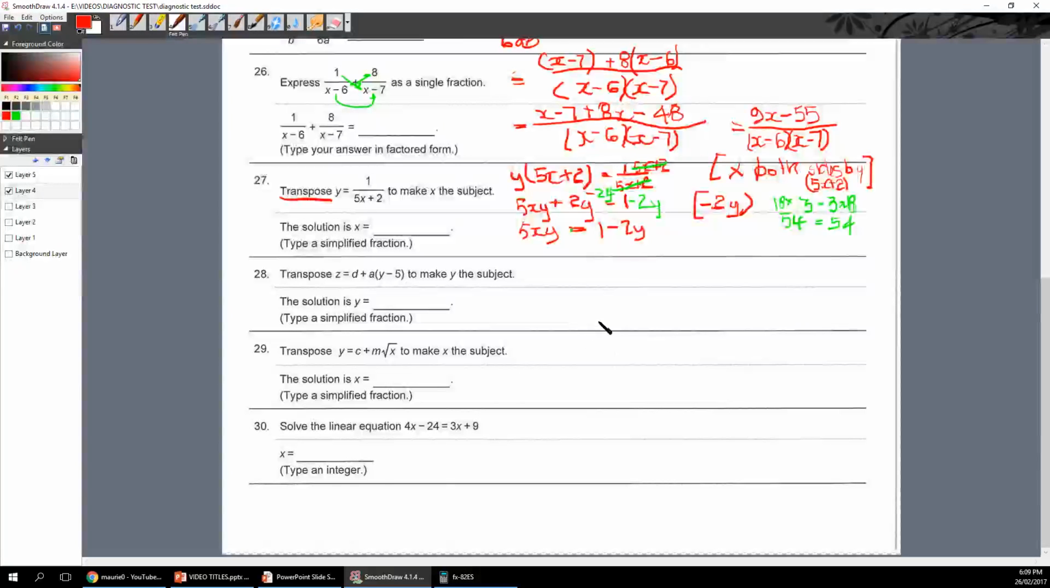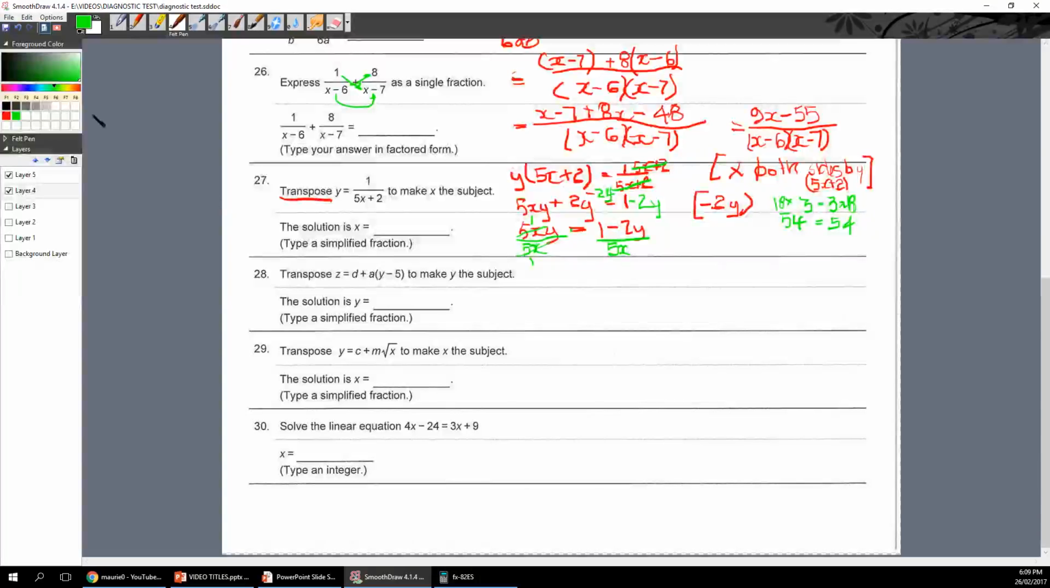Now we want y on its own. So what happens if we divide through, and I'm just using different colours to show you. If we divide 5xy by 5x, the reason why we're doing that is because that cancels out and that cancels out, that becomes 1. We just get y on its own. And what we do to one side, we must do to the other. There you go. We've done it.